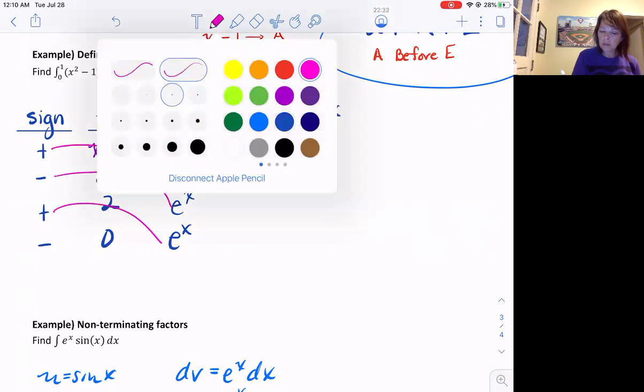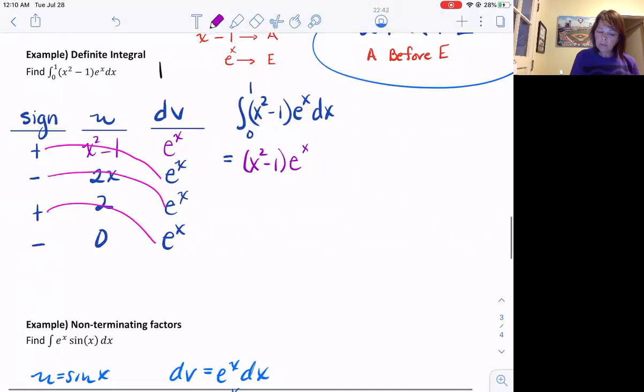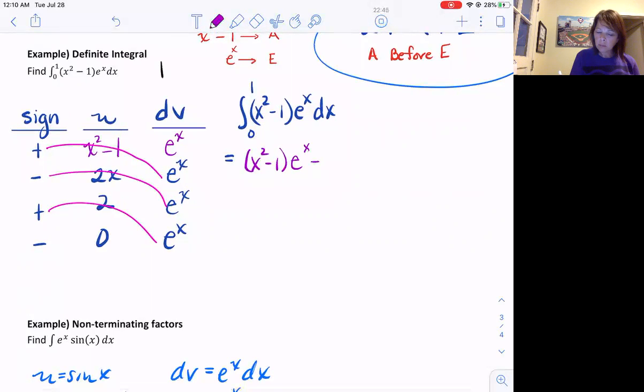And we're able to just answer the question very quickly. Here for the antiderivative, we get x squared minus 1 times e to the x, and then minus 2x e to the x, and then plus 2 e to the x. Now, we're going to evaluate this from x is equal to 0 to 1.